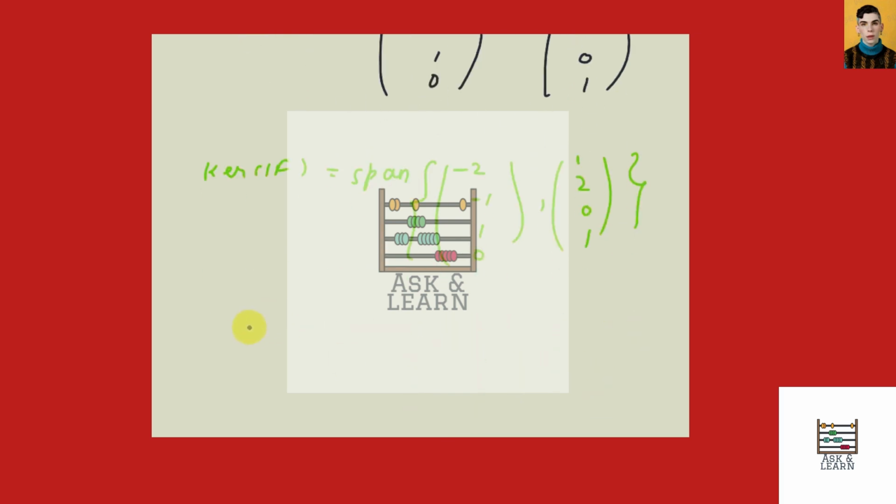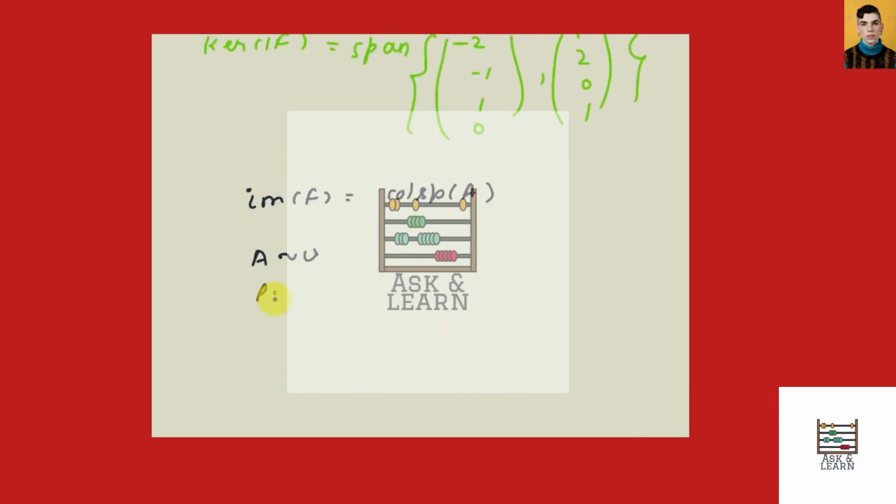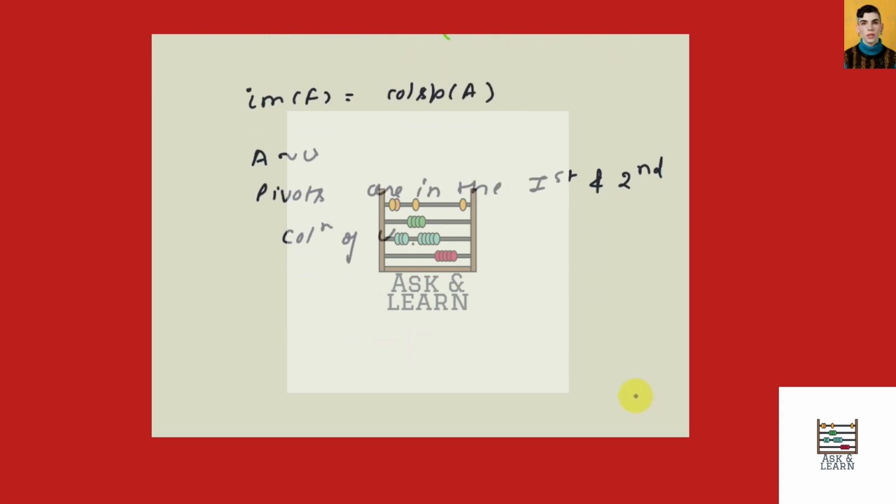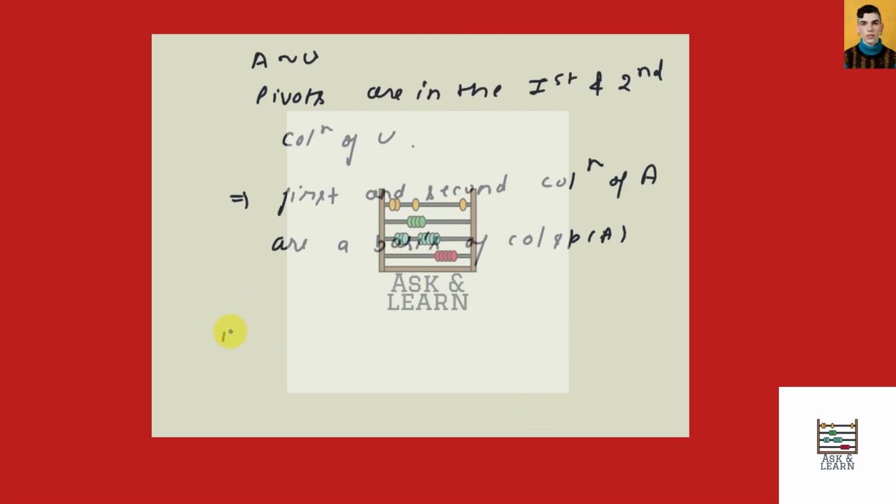Now we find the image of f. We know that the image of f is equal to the column space of matrix A. Since A is equivalent to matrix U and the pivots are in the first and second columns of U, it follows that the first and second columns of A are a basis of the column space of A.